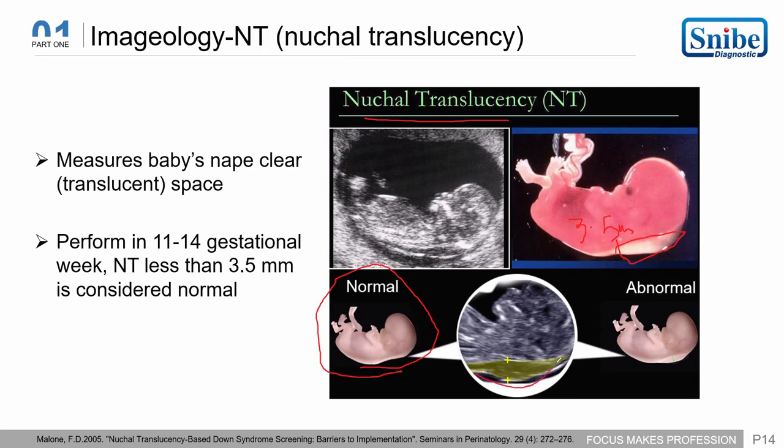If this nuchal translucency is greater than 3.5, it should be considered abnormal. This is usually done at 11 to 14 gestational weeks, and this clear translucent space is expected. If it is not present, it may lead to neural tube disorders or some other abnormality.